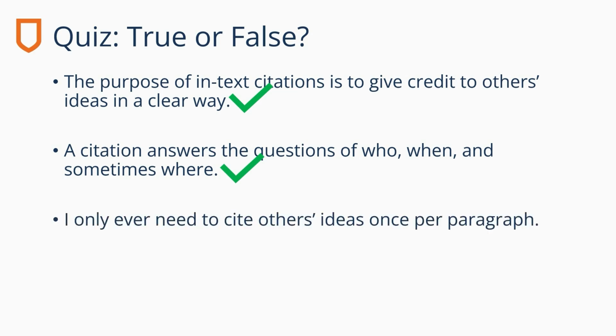Finally, I only ever need to cite others' ideas once per paragraph. Is that true or false? This is a tricky one. It's actually false. There are some situations where you can cite others' ideas only once per paragraph, such as if you use APA's long paraphrase guidelines, but these are very specific guidelines, so make sure you follow them carefully. Otherwise, you need to cite ideas anytime you mention them from another source.